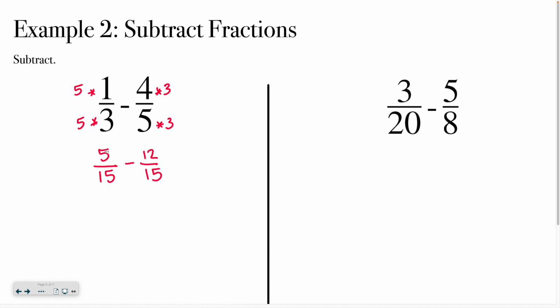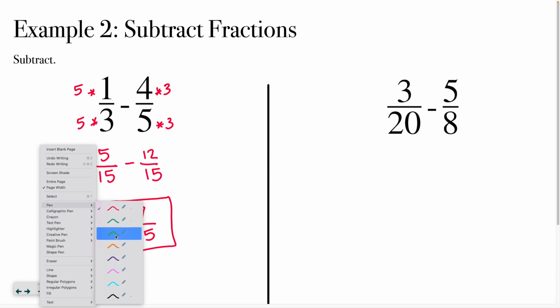And you can see I have a small number minus a big number, so that means that my final answer is going to be negative. And then I can just do my big number minus my small number. So 12 minus 5 is actually 7. So it's going to be a negative 7/15. And that does not simplify at all. So that's going to be my final answer.